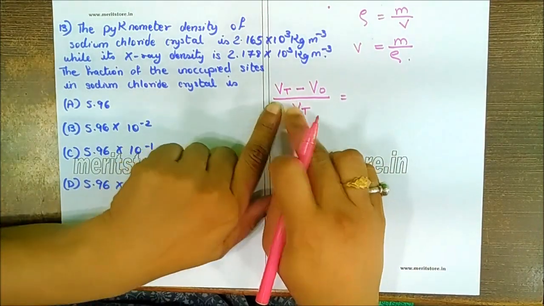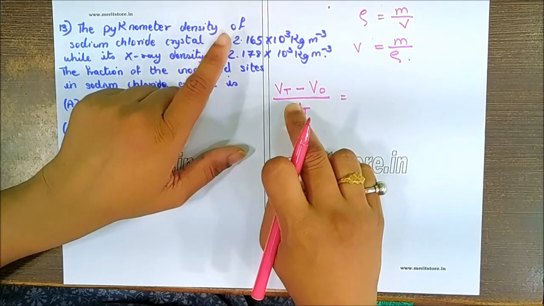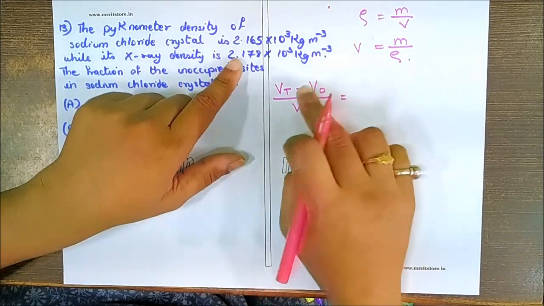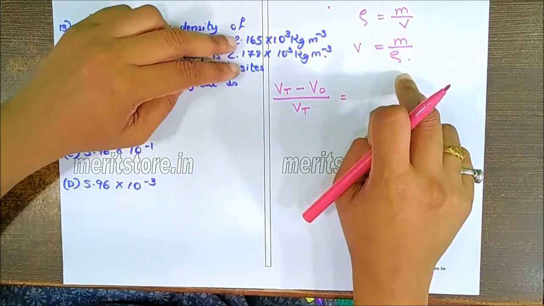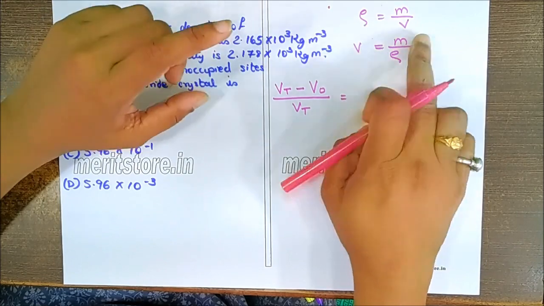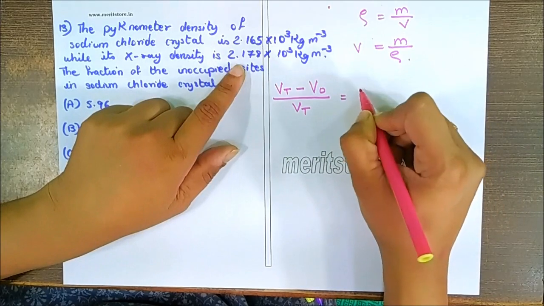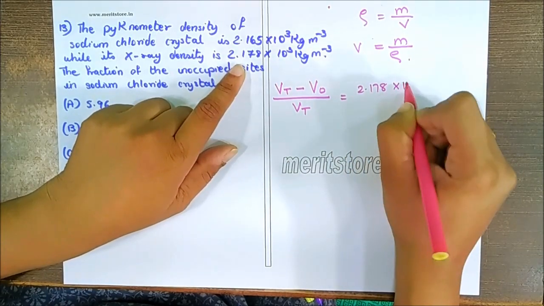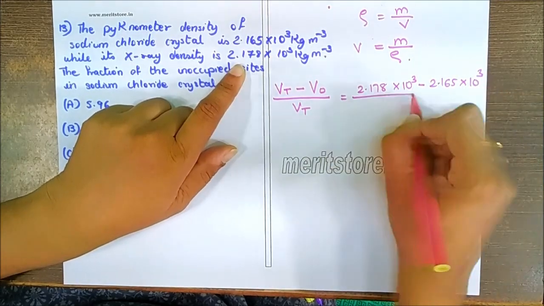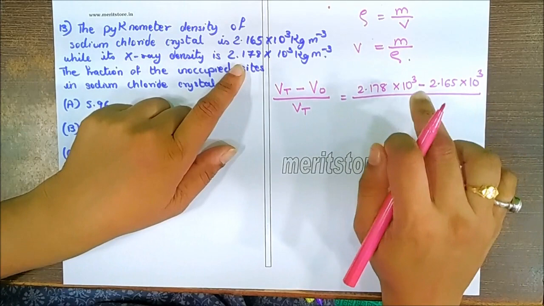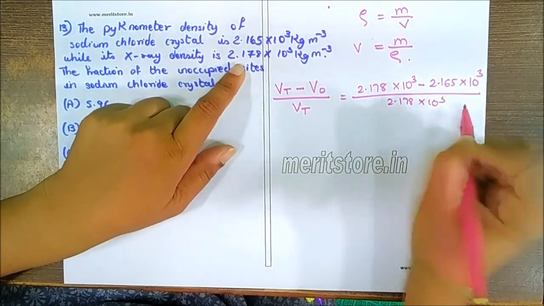Now which is the total volume? The total volume is what we calculate from the pycnometer density, and from the X-ray density we get the occupied volume. You will always find the densities are reverse to the volumes. So you will find X-ray density is more than the pycnometer density. So we'll do this: 2.178 into 10 raised to 3 minus 2.165 into 10 raised to 3. When I subtract this, I'm calculating the unoccupied sites, divided by 2.178 into 10 raised to 3.